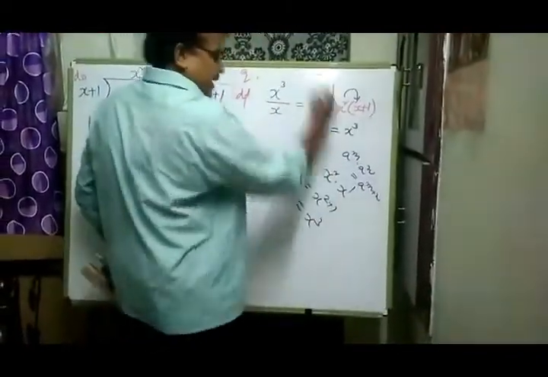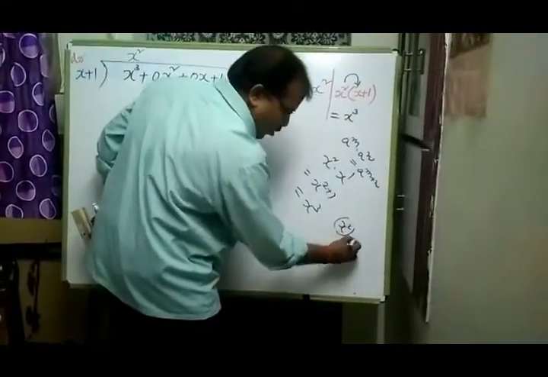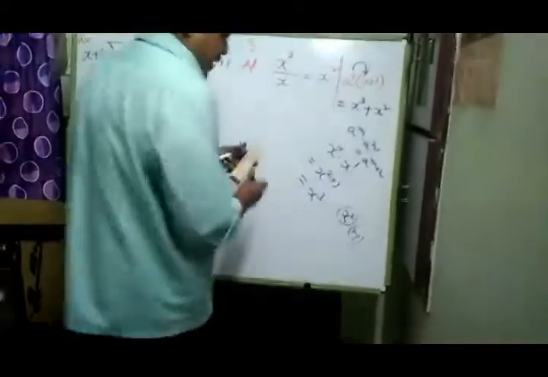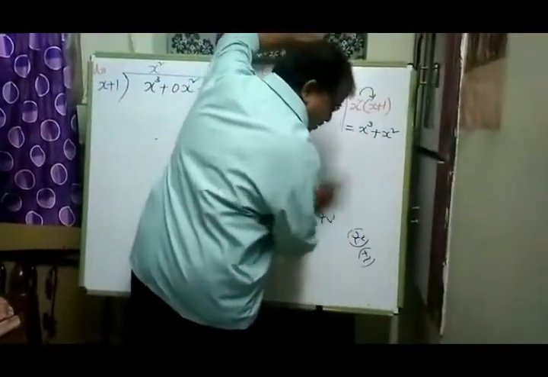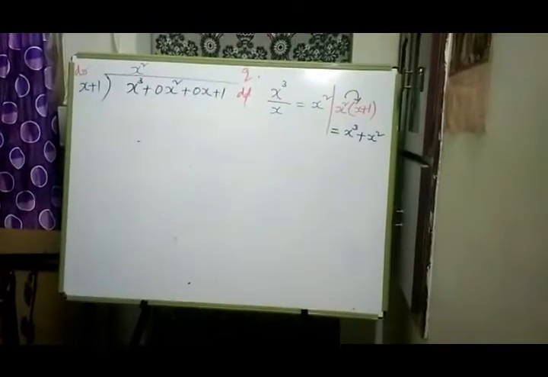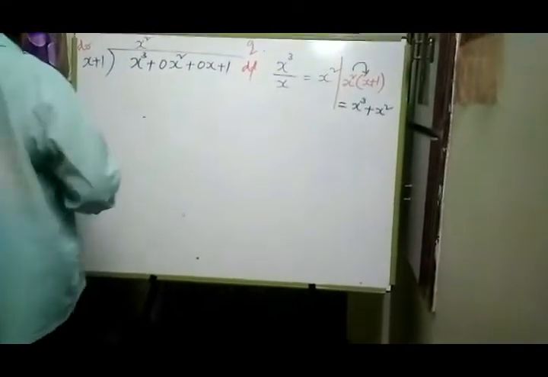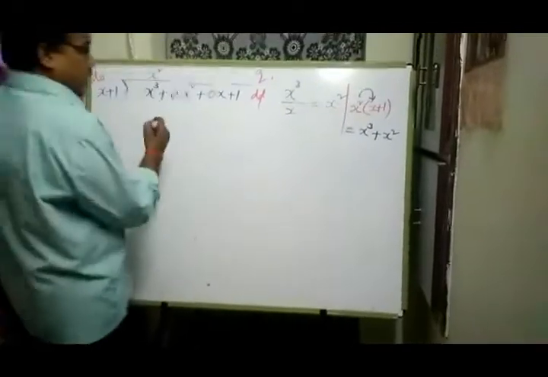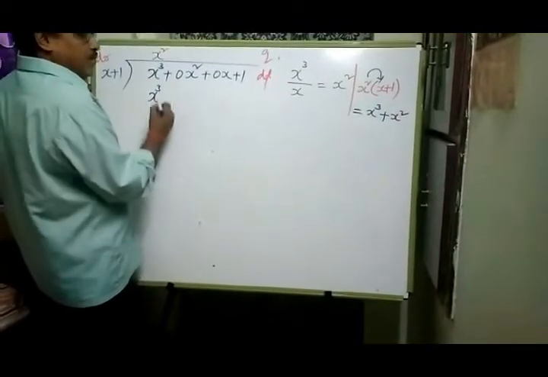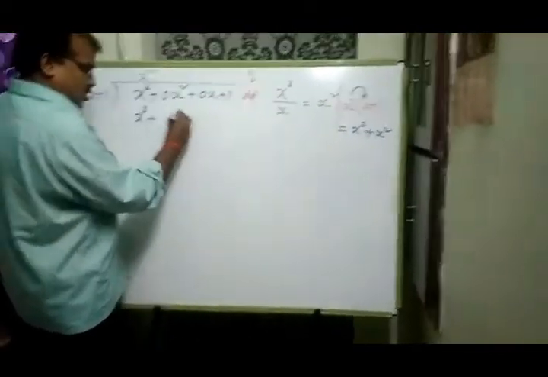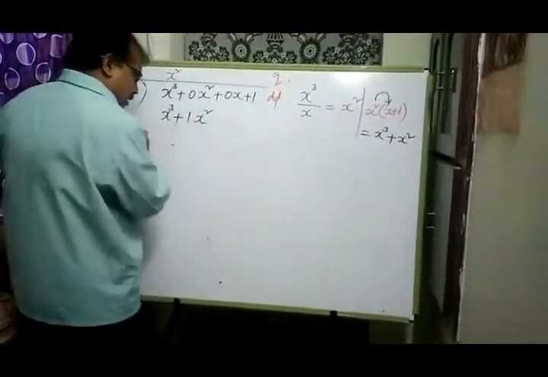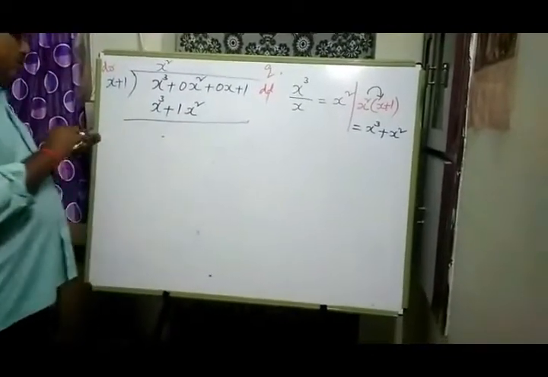Now again, x square into 1, that is going to be plus x square. Now this is the product. This product, the result, goes right below the dividend. What is the dividend? x cube plus 0x square plus 0x plus 1. Now x cube plus x square. The x square has no numerical coefficient, so it is 1x square. Now go for subtraction.